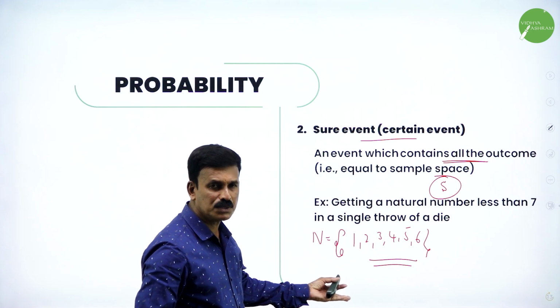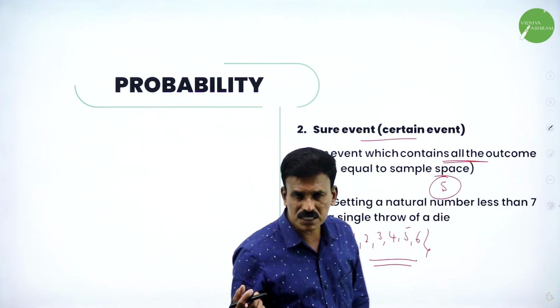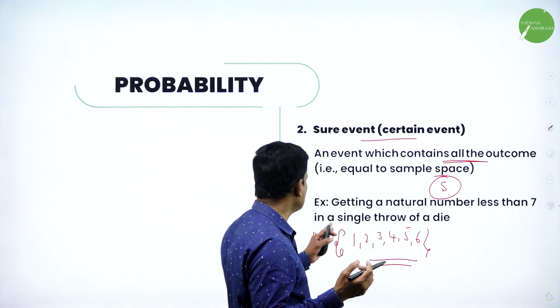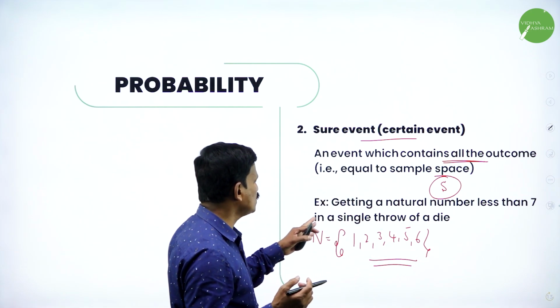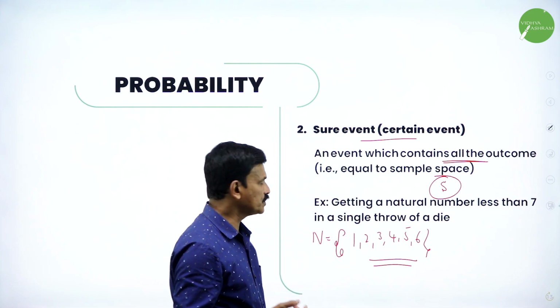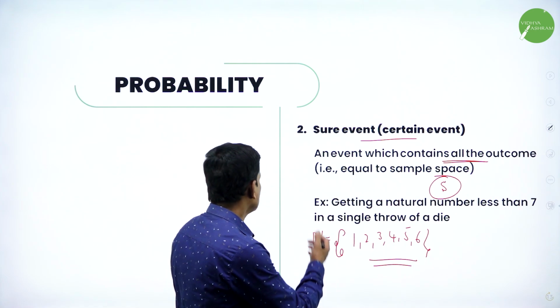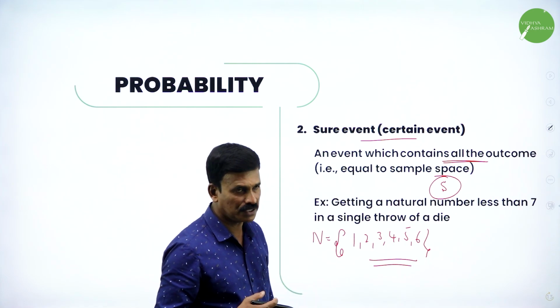What is the sample space of a die thrown? 1, 2, 3, 4, 5, 6. The natural numbers less than 7 in a single throw of a die are 1, 2, 3, 4, 5, 6. Therefore, it is a subset of S. Yes. That means it is an example for a sure event.